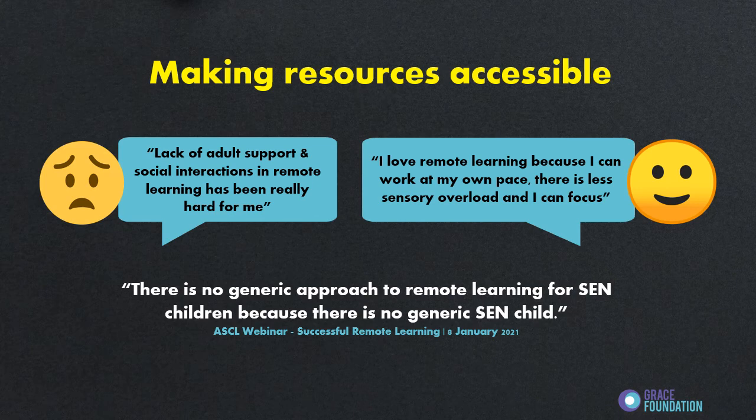These two stark differences remind us that, as it says in this webinar, which I watched recently, fantastic webinar, there's no generic approach to remote learning for SEN because there's no generic SEN child. So how do we actually make our resources as accessible for all types of learners? There are a few things to think about.